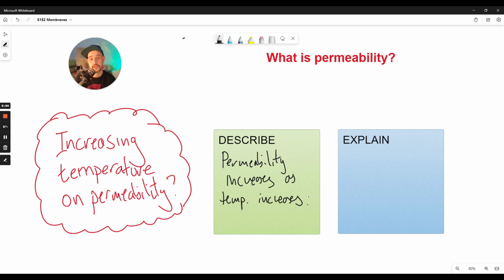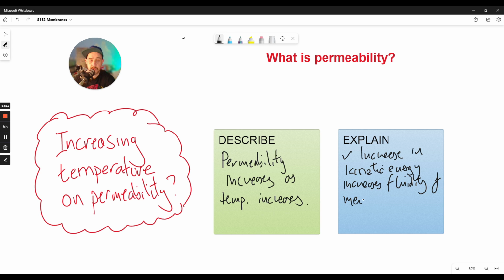So let's write down our two points as to why an increase in temperature increases permeability. The first is that there's an increase in kinetic energy, and kinetic energy is related to how the particles vibrate. So increasing kinetic energy increases the fluidity of the membrane. Therefore, molecules are more likely to pass through.